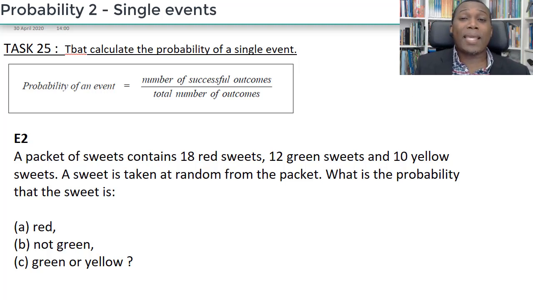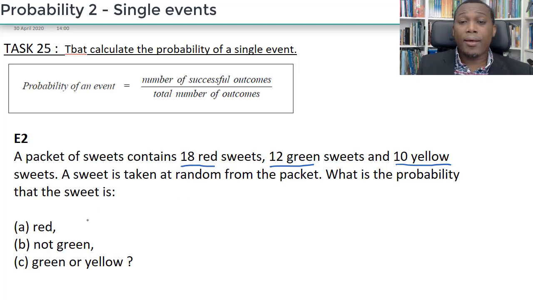The most you can do is make a mistake and be wrong. And mistakes are brilliant teachers. You learn so much from it. Okay, I'm going to do it now. The packet has 18 red, 12 green and 10 yellow. Is there any other color? No information about that.